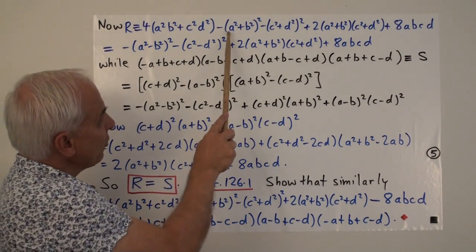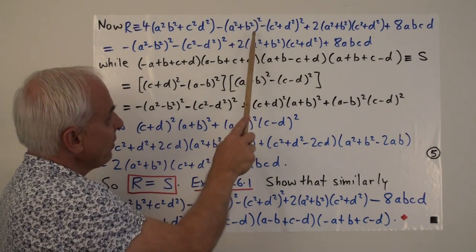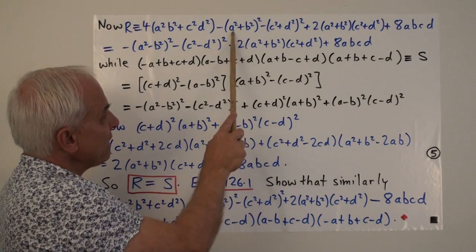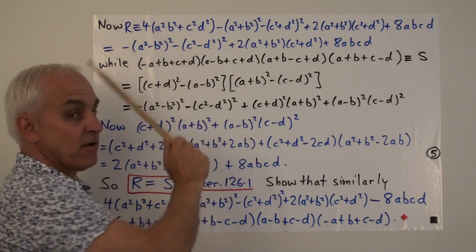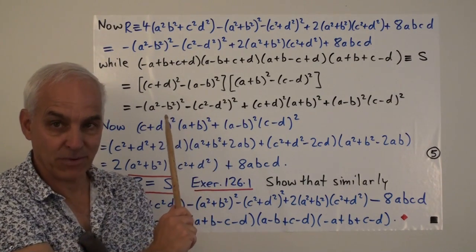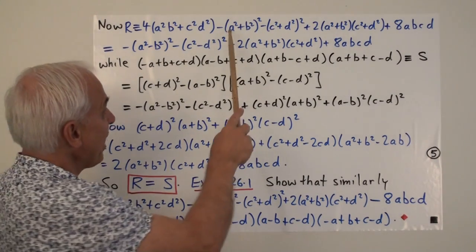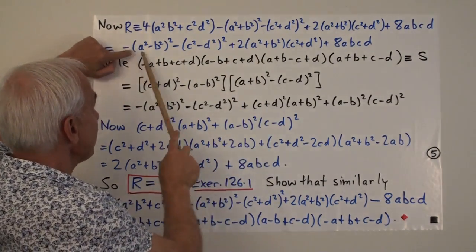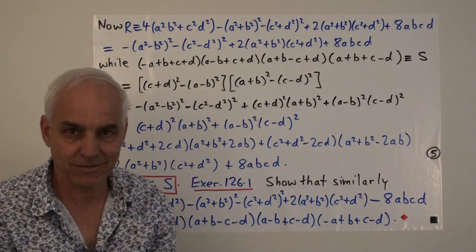So if we expanded this out, there'd be minus a squared squared, minus b squared squared, and then minus 2a squared b squared. That minus 2a squared b squared would combine with these plus 4a squared b squared to give us plus 2a squared b squared. And then we could write that combination as just minus a squared minus b squared squared.